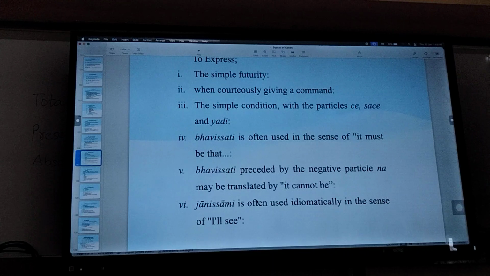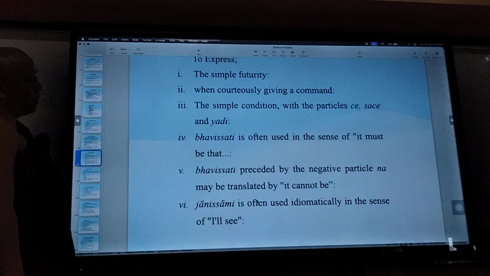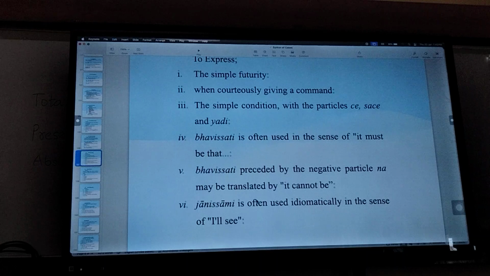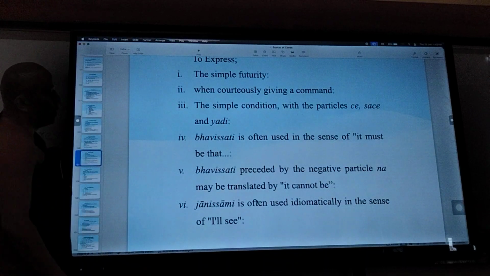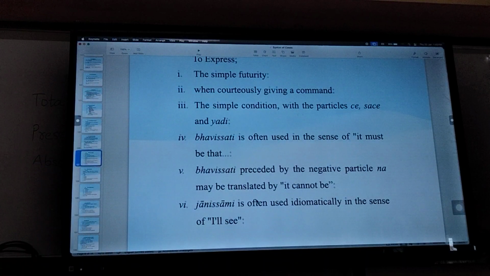In number 4, the future tense is often used in the sense of "it must be that", so it can also be found in this way. Commonly, in the future tense it will be in this way, but it carries the sense of "it must be that", as a certainty.